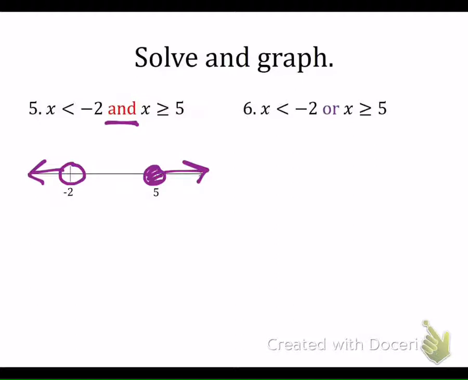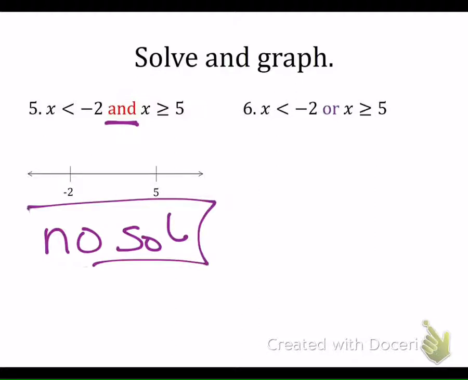So you're telling me that 0, for example, makes both of those true? No, it doesn't make either of them true. To the left, are they both true? No. Like -3, for example, is obviously wrong here. What about like 6, 7, 8? Would that make this one true? No. So there is actually no part of the graph that makes them both true. So this is a no solution.